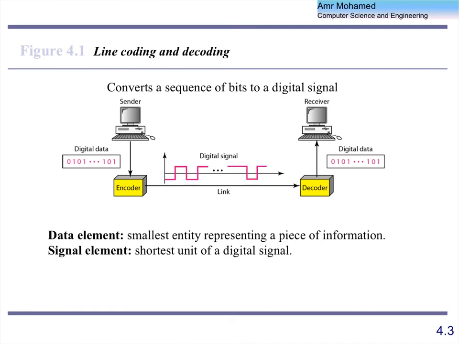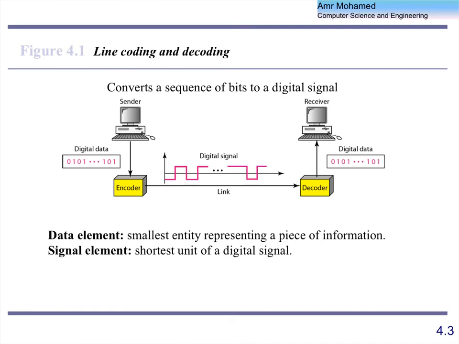So line coding basically talks about converting one data element. Why do we say data element and we don't say bits? Because the data element could actually be 2 bits or 3 bits at a time. Okay? So we convert a data element into a signal element, a digital signal that represents this data element.